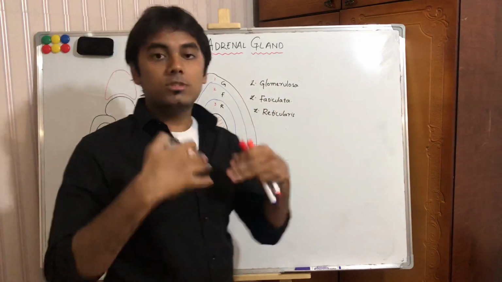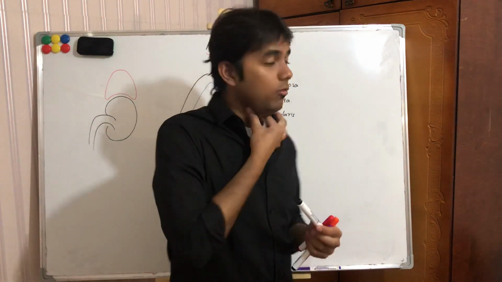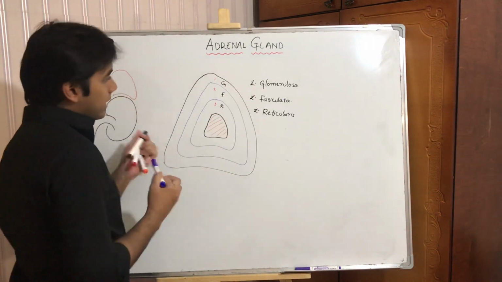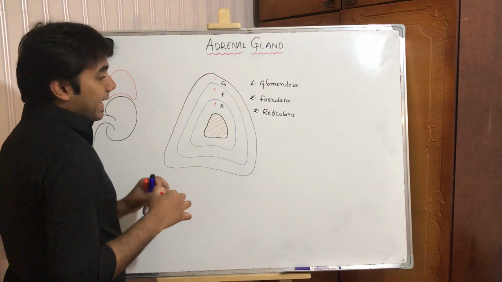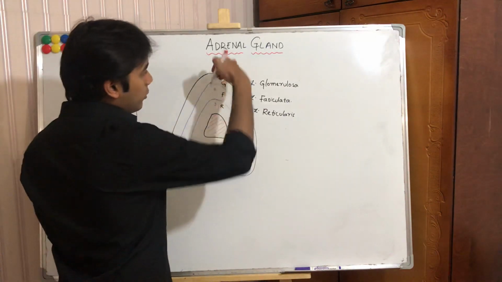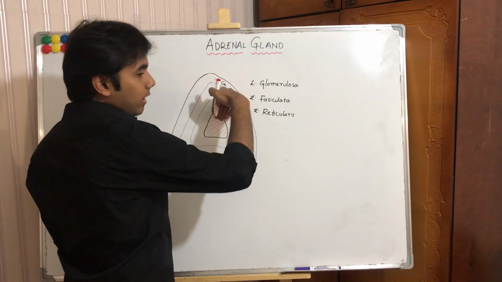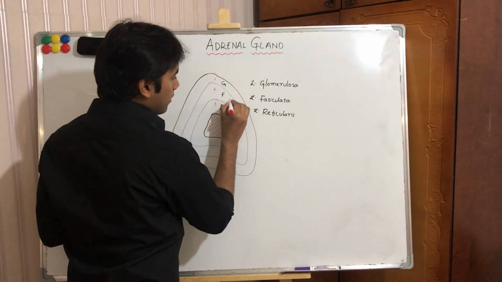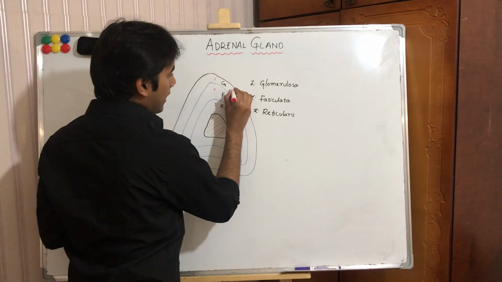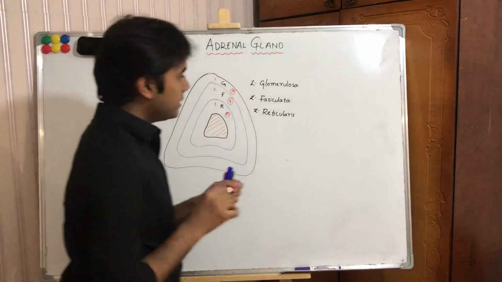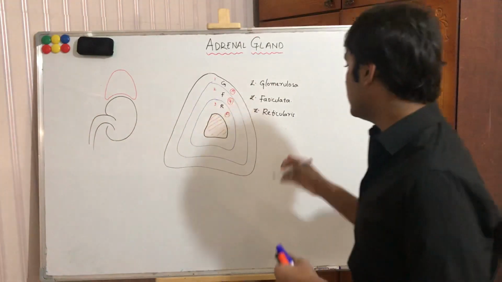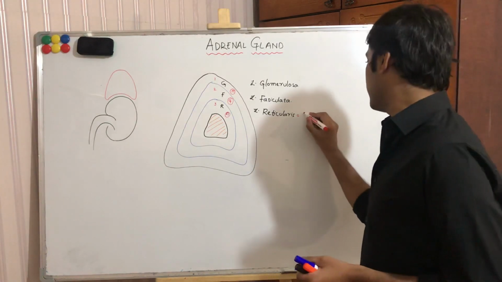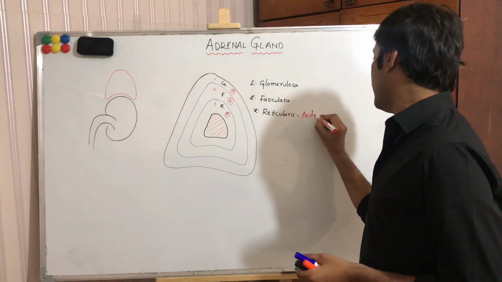Now, these are the three different zones, and these three different zones synthesize three different hormones. Now, what are these three different hormones? Look, there is a small mnemonic again here. AGM. From the top to bottom, you came from the cortex to the medulla. Now, from the medulla towards the cortex. Look, AGM. And what does A stand for? A stands for androgens.